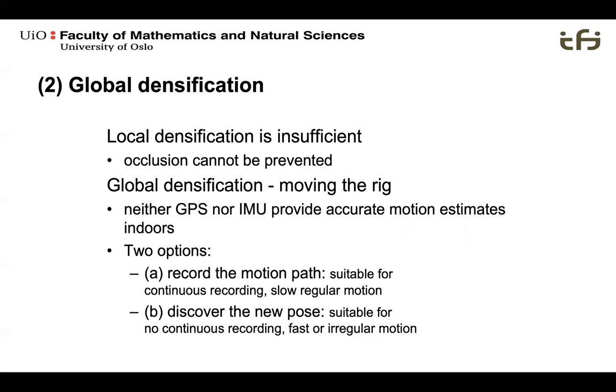In the first attempt, we used motion path recording that is suitable for continuous recording while the IMU is moving along with the rig, but this motion has to be regular and rather slow. So walking speed is still okay. The second alternative is we just move the LIDAR, we scan again, making another dense scan, and then we discover the new pose directly from a comparison between the 2 point clouds. And that's suitable if we can't do continuous recording or if we have fast and irregular motion.